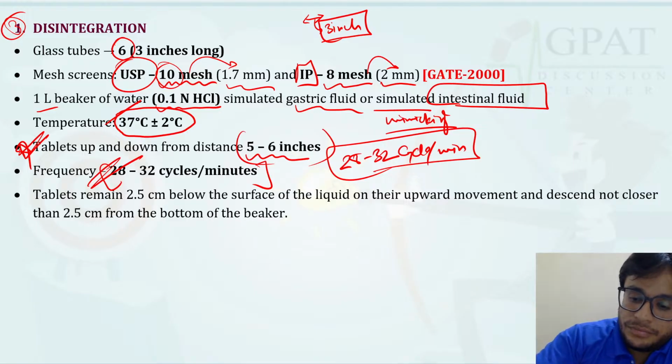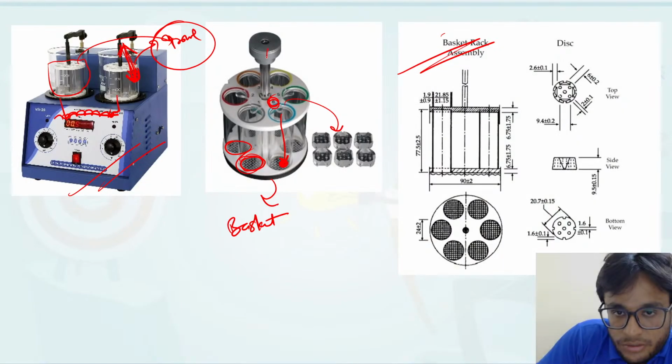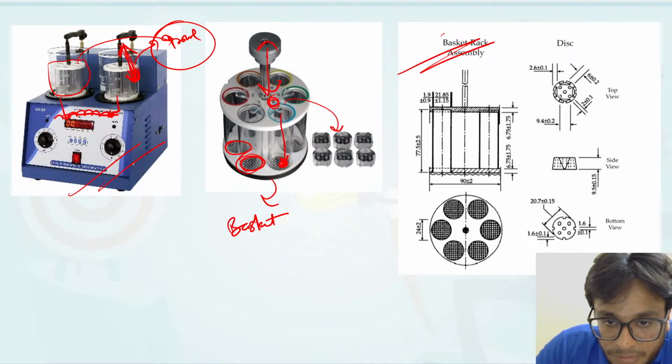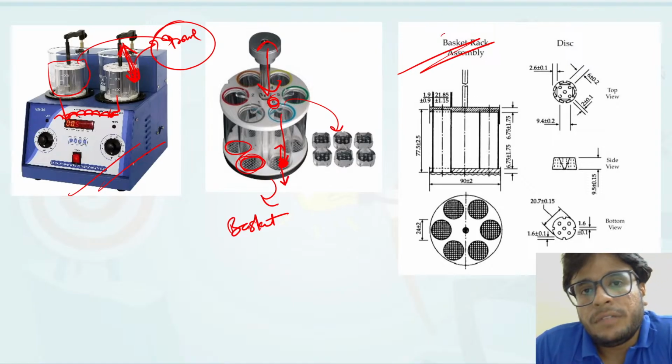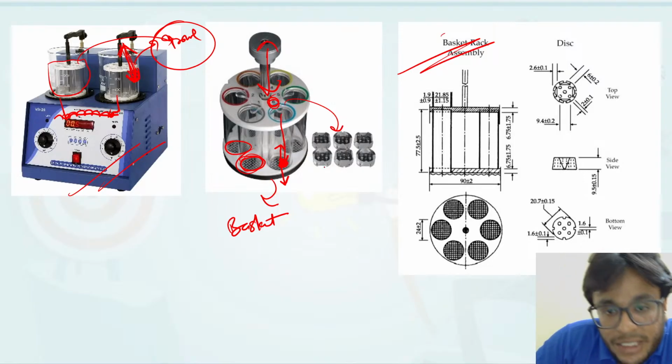So if this basket is going down and up, then the tablet, if located here, will also move some distance in the upward and downward direction. If the given tablet is moving in a downward direction, it can be due to its gravitational force.